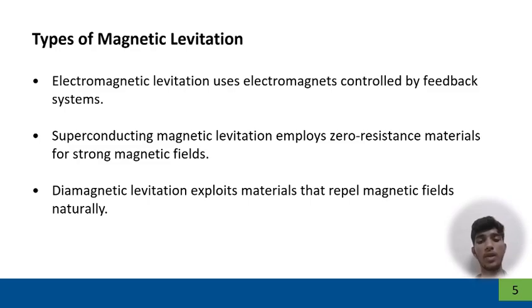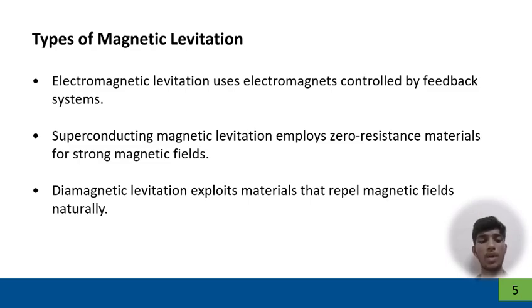Types of magnetic levitation. Electromagnetic levitation uses electromagnets controlled by feedback systems. Superconducting magnetic levitation employs zero resistance materials for strong magnetic fields. Diamagnetic levitation exploits materials that repel magnetic fields naturally.